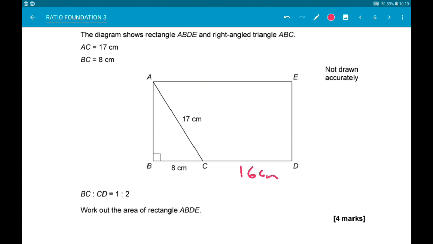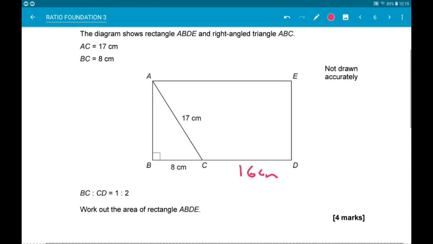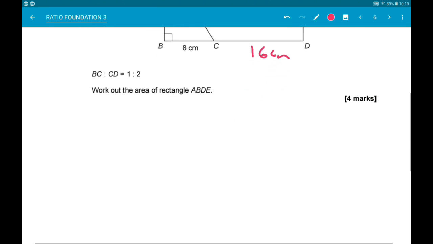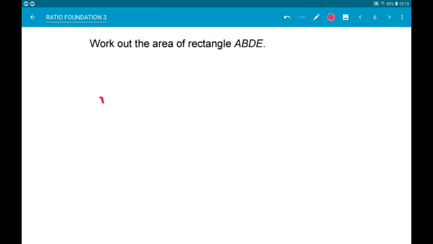Okay, now our job is to work out the area of rectangle ABDE. So the area of a rectangle is base times height. We know the base is 8 add 16. What we need then is the height. To get that, we're going to need to use Pythagoras on the right angled triangle. So, if we just make a sketch of it on its own.